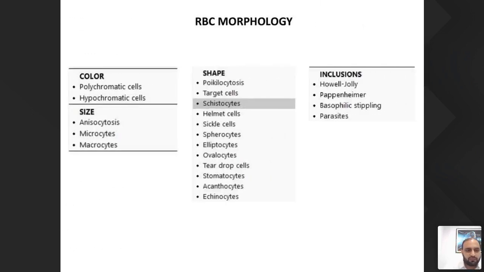So as I have mentioned, in terms of size, we would rely more on the analyzer. Sometimes we'll see it in the slide. But these shapes are something which we need to look into in the slide. Now, I'll not go into the details of the clinical significance of each of these cell types or each of these shapes. But I would like to emphasize how important it is to grade or quantify these shapes. What we usually practice is to give out presence or absence of these shapes.